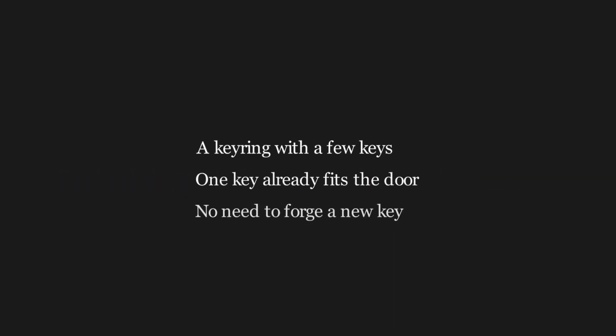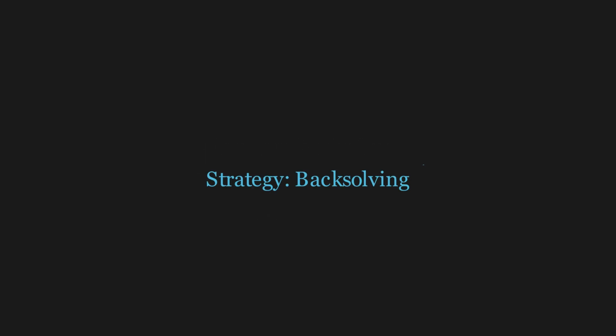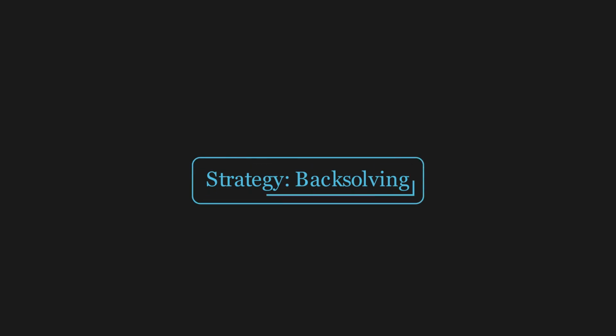Think of it like being handed a key ring with a few keys on it and told one of them opens this door. You don't need to be a locksmith and forge the perfect key from scratch. You just need to figure out which key on the ring already fits. That's the whole idea behind one of the most useful ACT math strategies. It's called backsolving, and today I'll show you exactly how it works, plus a trick that makes it even faster.